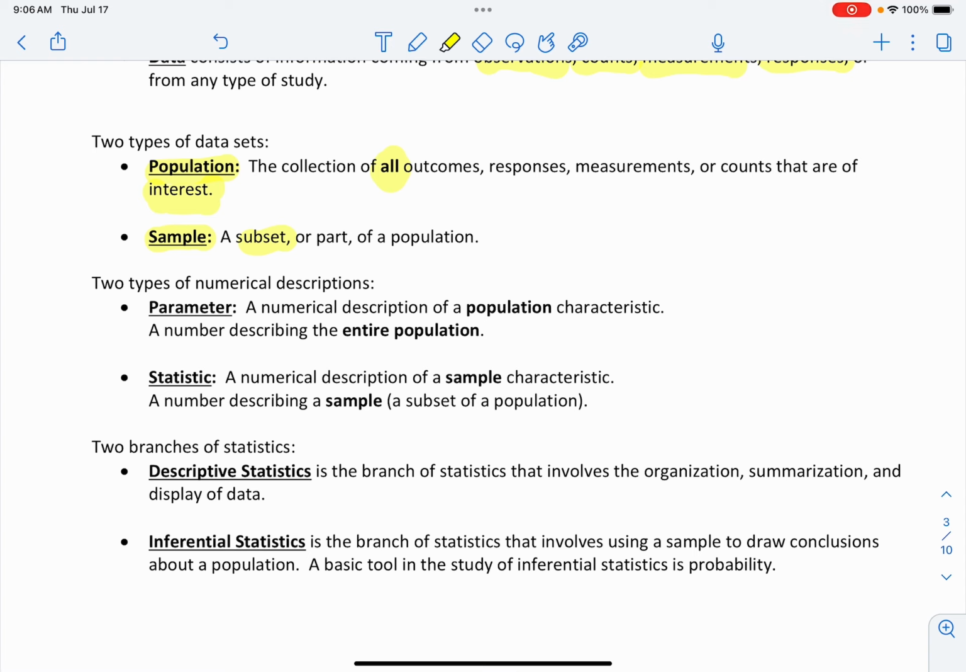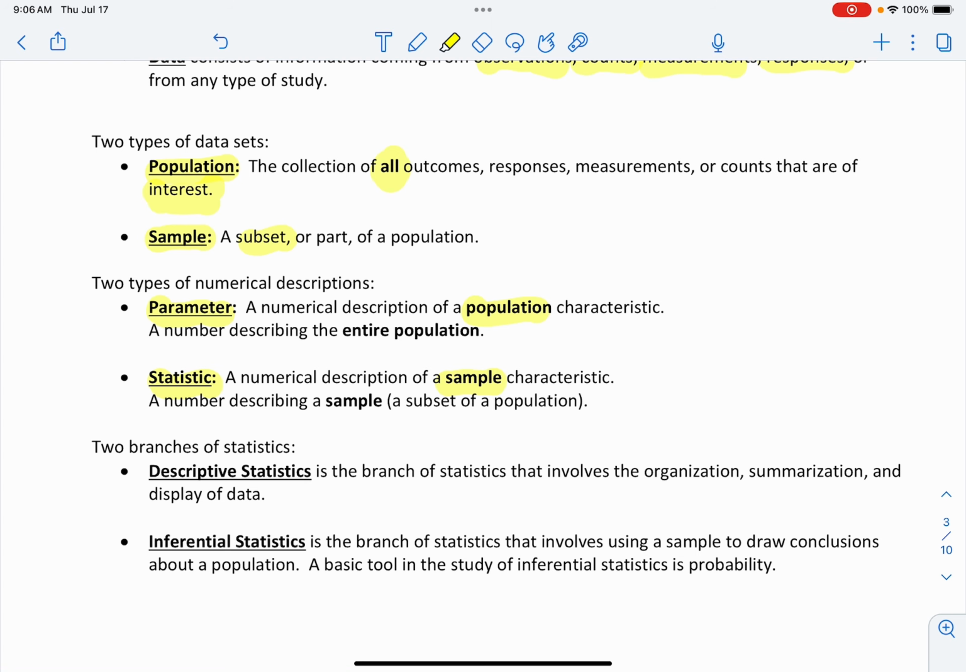And then we have the terms parameter and statistic that go along with those. Those are numerical descriptions. Parameter always goes with population, and statistic goes with a sample. The nice thing is that parameter and population start with P, statistic and sample start with S, so it's easy to remember in that way.